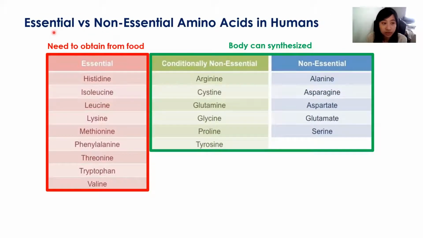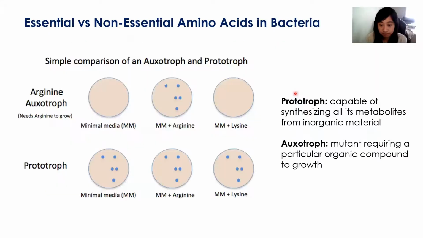So these are the amino acids that are essential and non-essential in humans. However, it's a different story for bacteria. Different bacterial strains have different amino acid biosynthetic pathways. And there are two terms we're going to go over. You've probably seen this in your earlier classes, but we're going to go over them today.